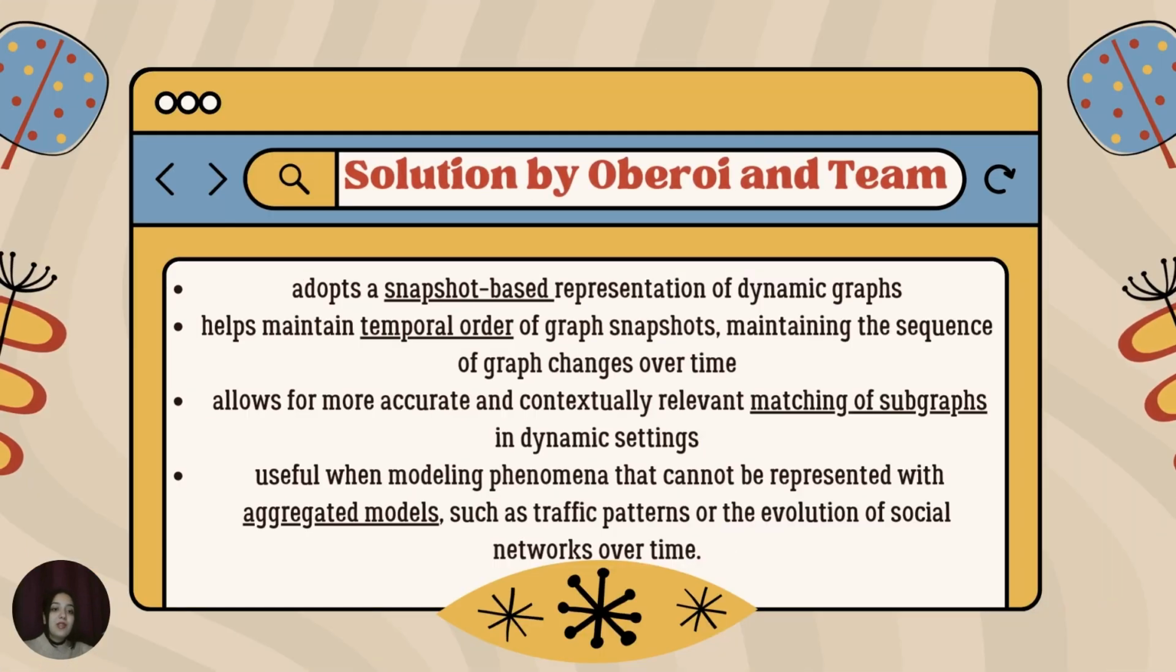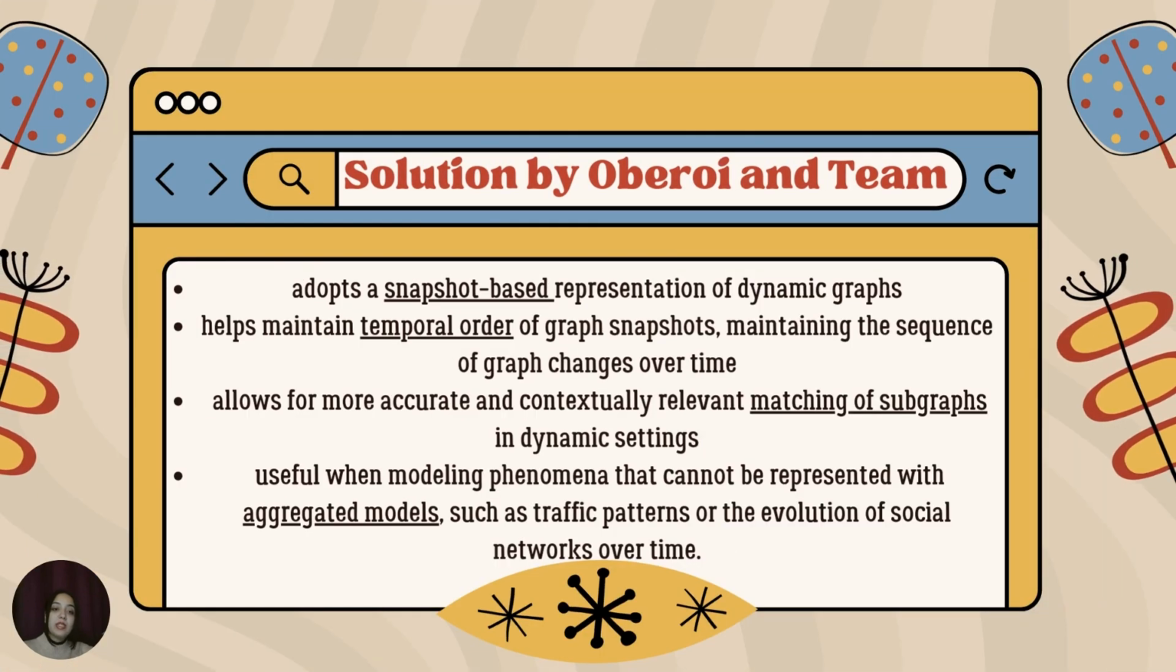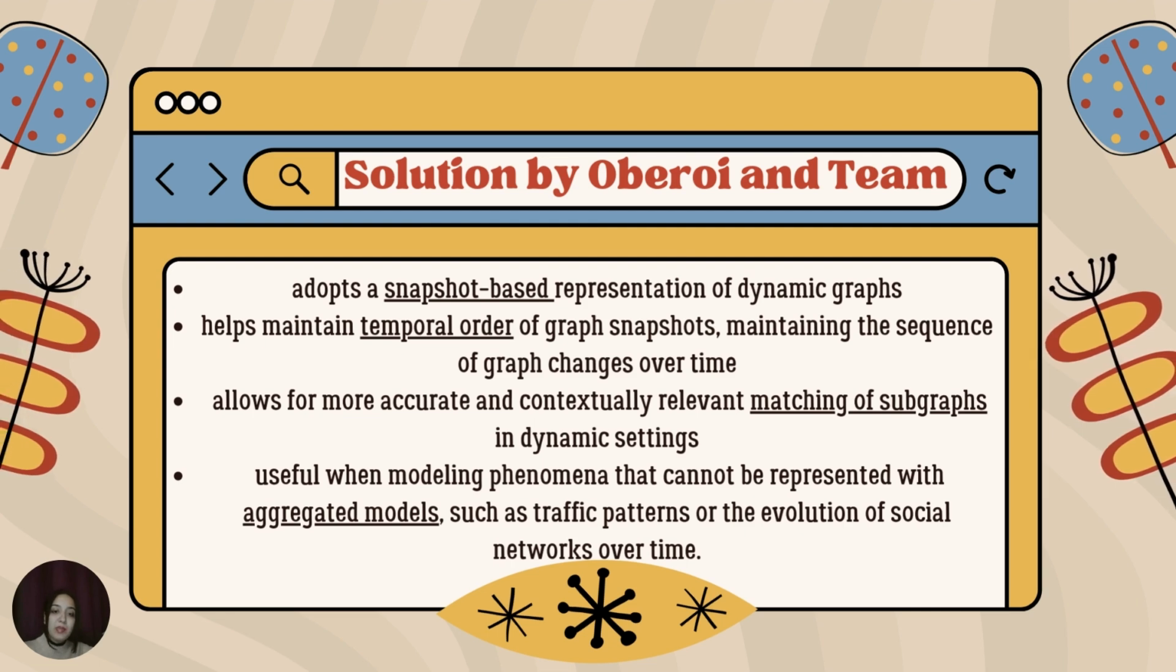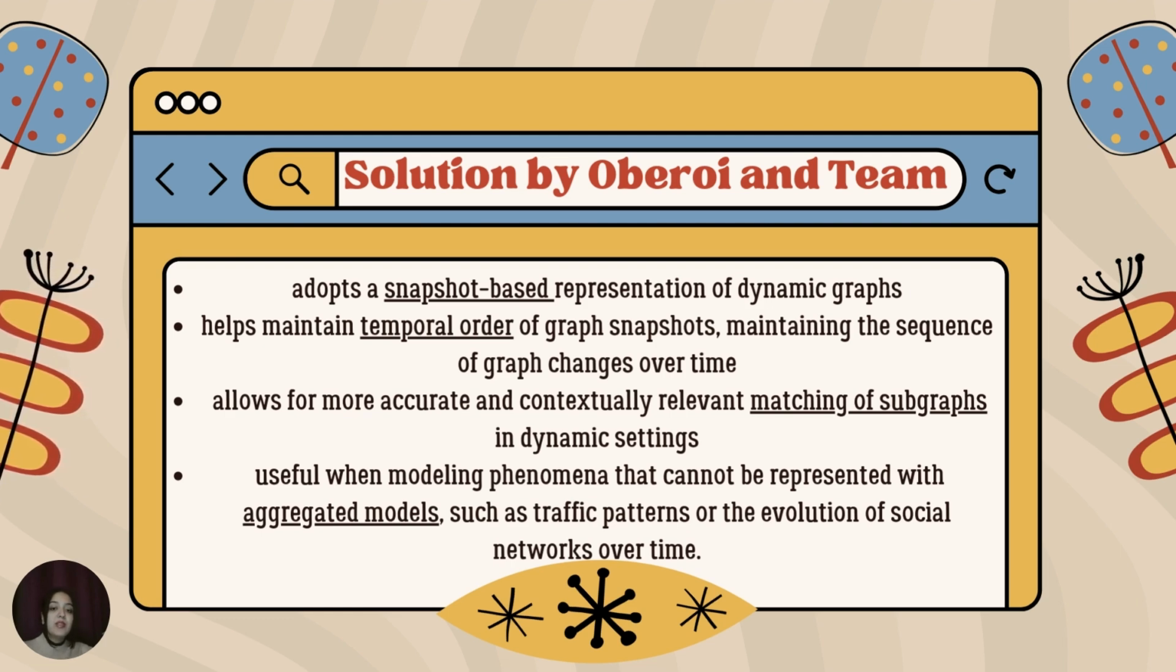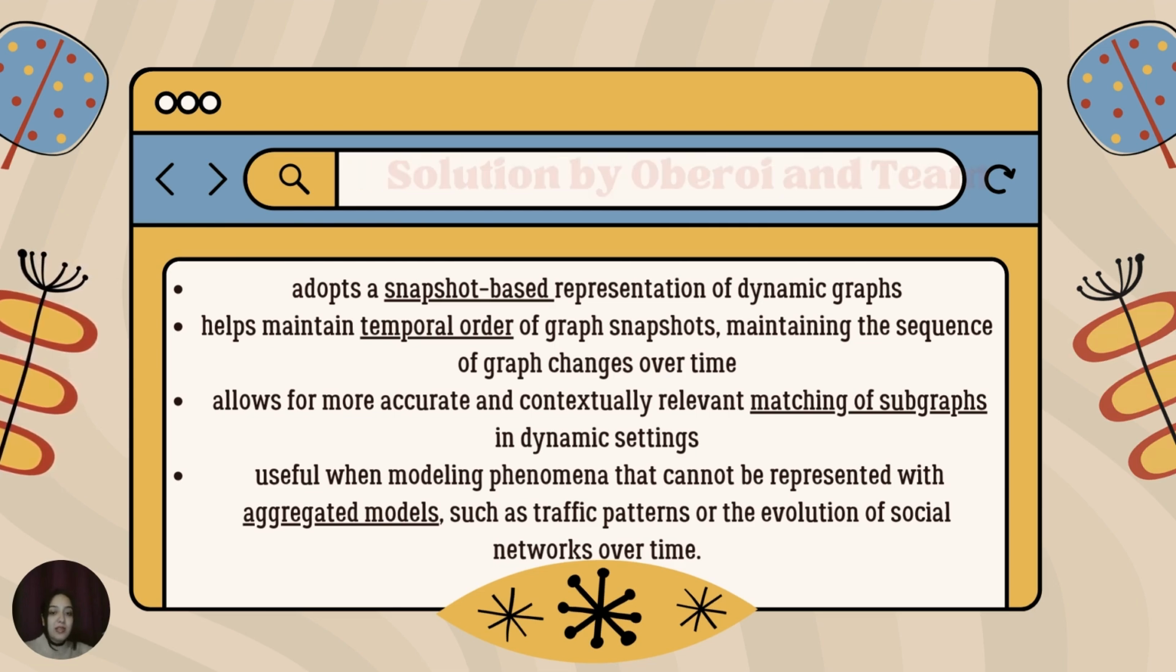So if we look at this solution that was provided by Oberoi and team, we see that it is a snapshot based representation of these graphs. It helps to maintain the temporal order by basically showing you how the graph is going to evolve over time, and the sequence is going to be maintained, which increases the accuracy and also helps to match the subgraphs.